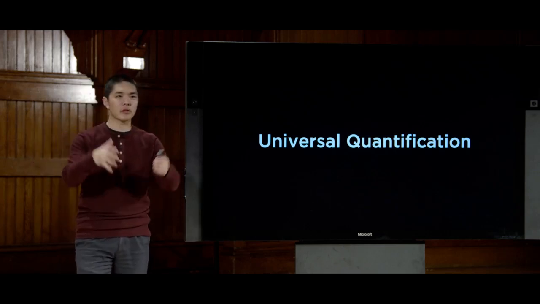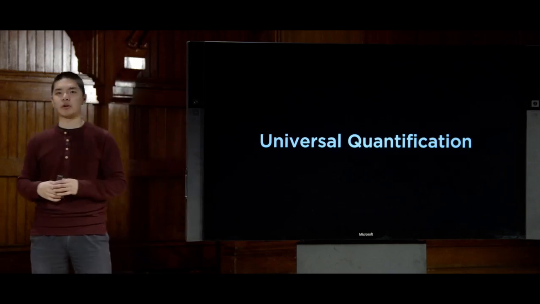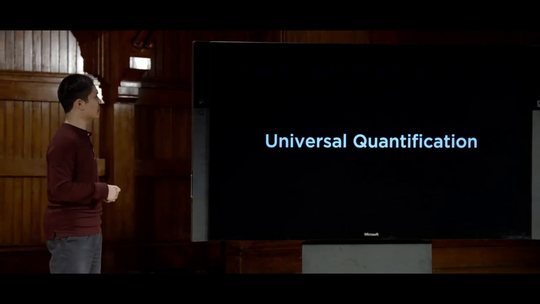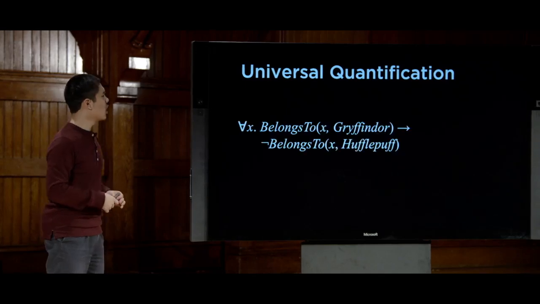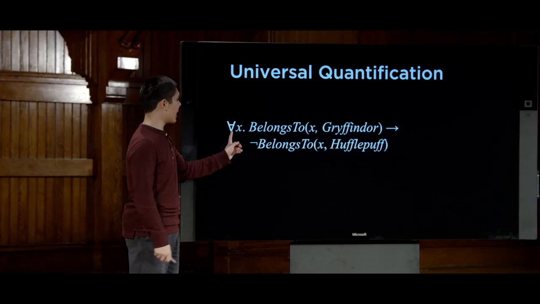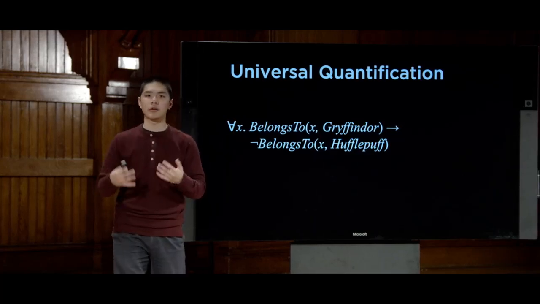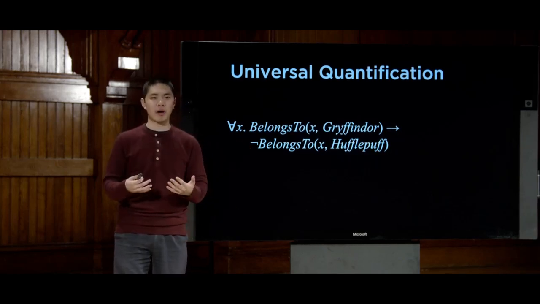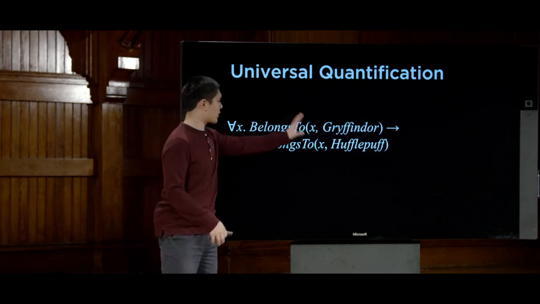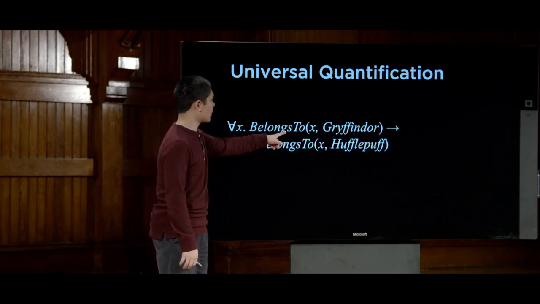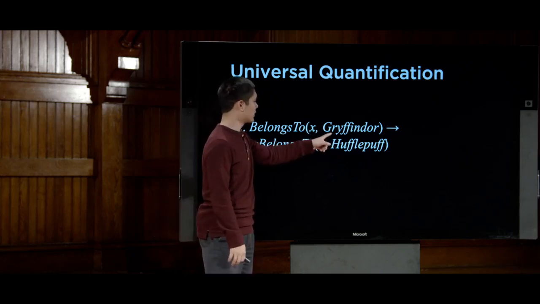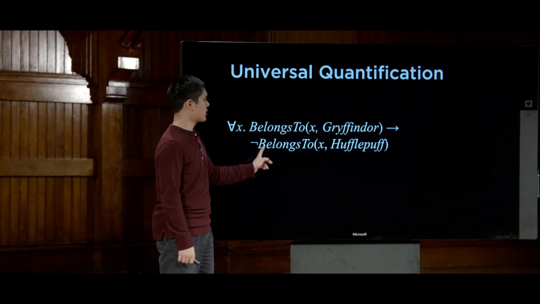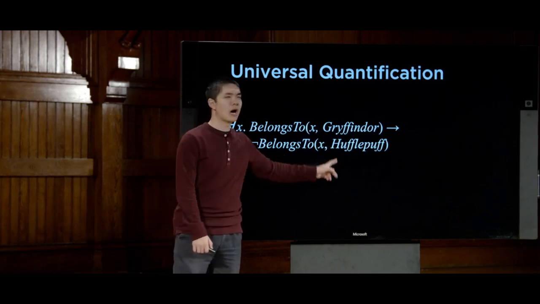Like for all values of x, some statement is going to hold true. So what might a sentence in universal quantification look like? Well, we're going to use this upside down A to mean "for all." So upside down A x means for all values of x, where x is any object, this is going to hold true: belongs(x, Gryffindor) implies not belongs(x, Hufflepuff).